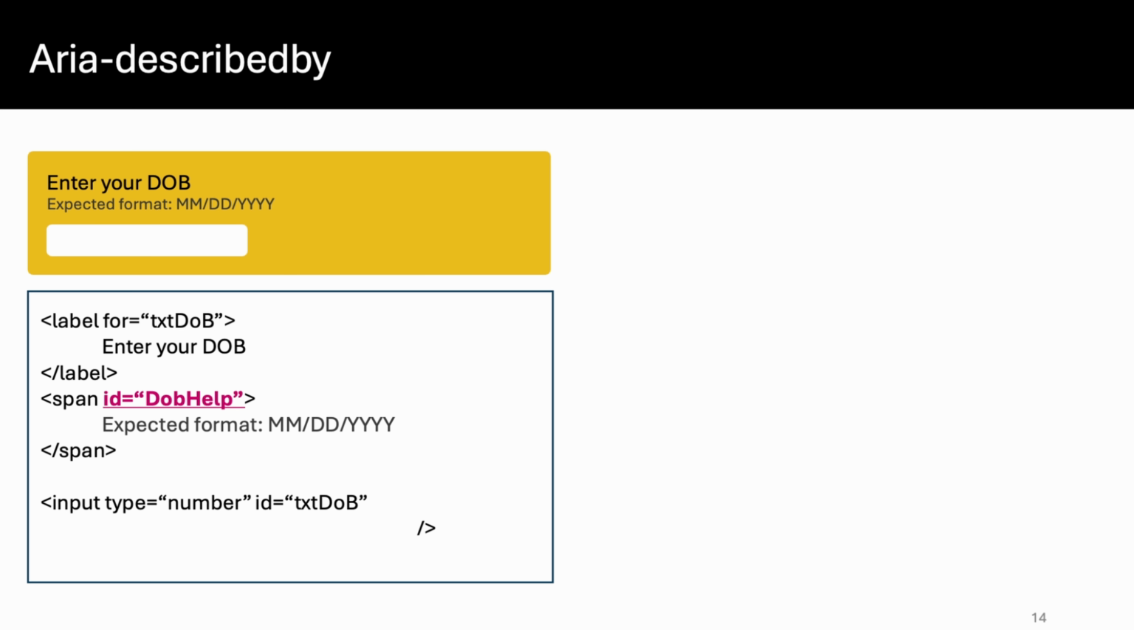But wait, if we are talking about aria-label and aria-labelledby, we cannot skip aria-describedby, because this is where many developers make the mistake. They use description as a label, and that is where screen reader output starts breaking. Aria-describedby is different from aria-label and aria-labelledby. It does not create the main accessible name. It adds supporting description after the name. So in this example, if I have to link expected format with this input field, we need to use aria-describedby.